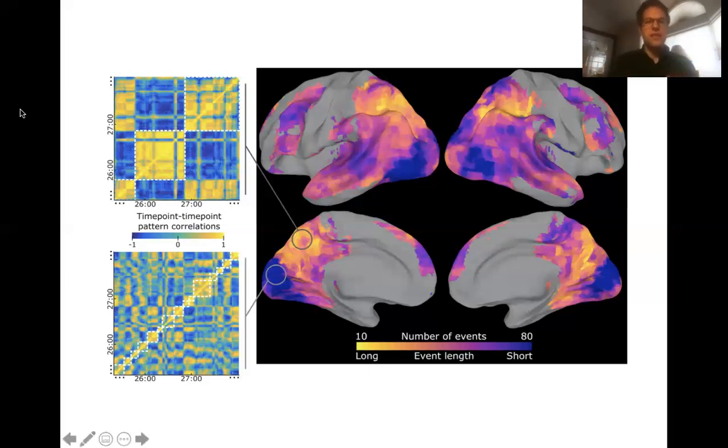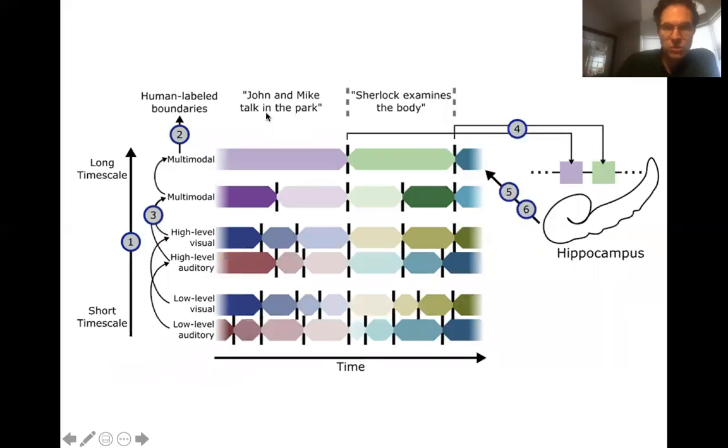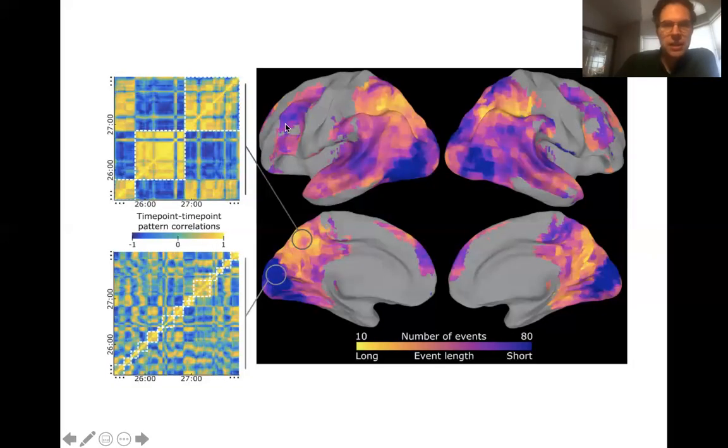than they are. So what this means is the processing, the signal profile of what's happening in this chunk of the scene versus this chunk of the scene. And there could be some kind of scene transition in between this big chunk and this big chunk, in the same way that there's a scene transition between John and Mike in the park and Sherlock examines the body, right? Two very different types of things happening.